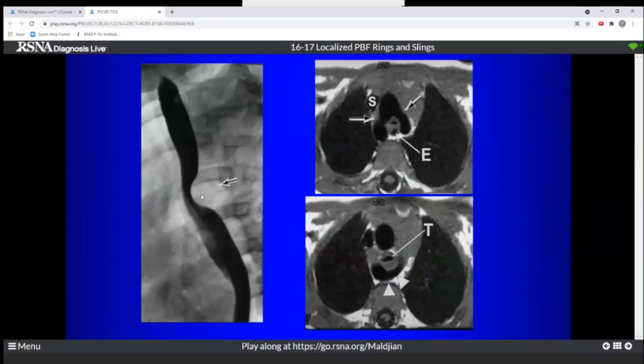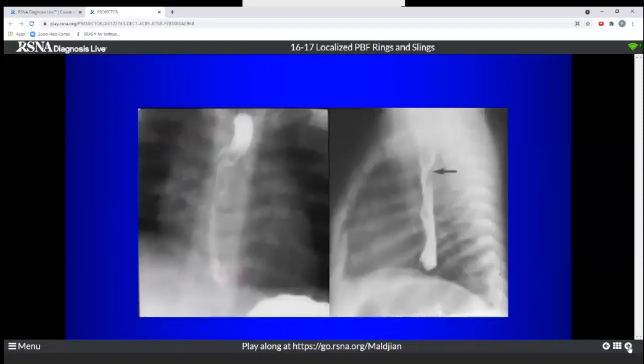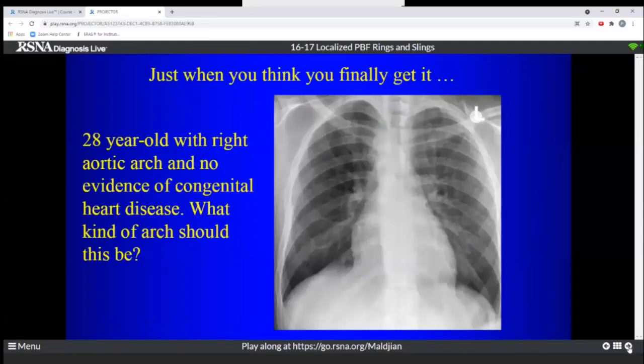So you can see the indentation here behind the esophagus from this double arch. So right arch, left arch. So pretty easy on imaging to make the diagnosis here as you see two complete arches on each side, and then you'll see this double impression here on the esophagus, on the esophagram from the double aortic arch in these cases. And then just when you think you finally understand it, you get a case like this.